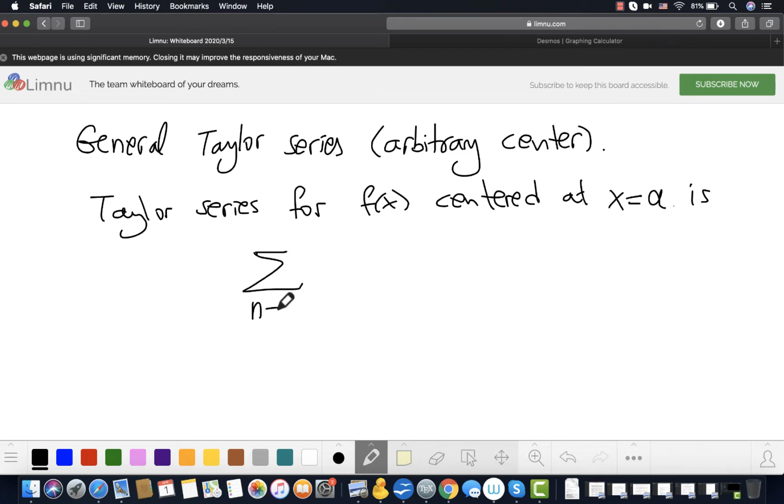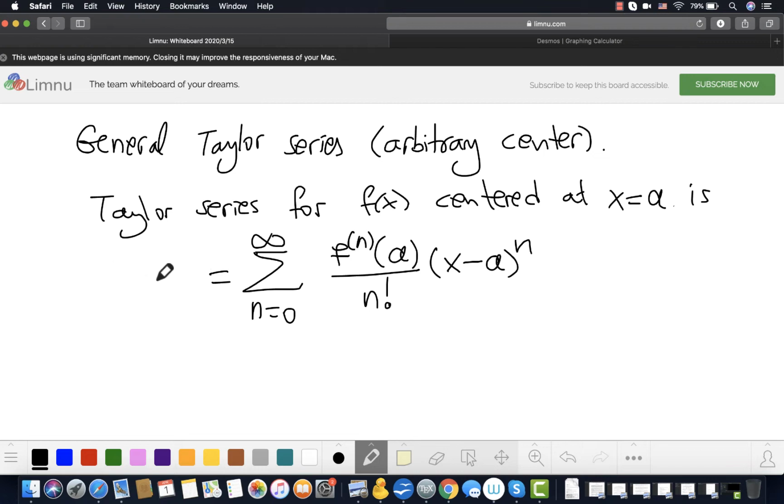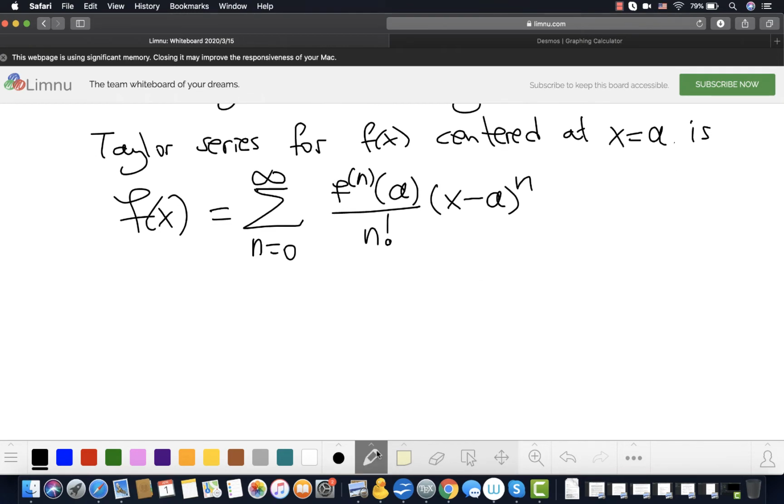So we have the sum as n goes from 0 to infinity. We have this factorial term again: the nth derivative of the function evaluated at a, divided by n factorial. So this is the coefficient. And then the thing you're multiplying is no longer x to the n, it's x minus a to the n. And what we're hoping is that this will equal the original function f of x. And in fact, this does happen on a neighborhood of the center a. So usually one can use the ratio test in these problems.